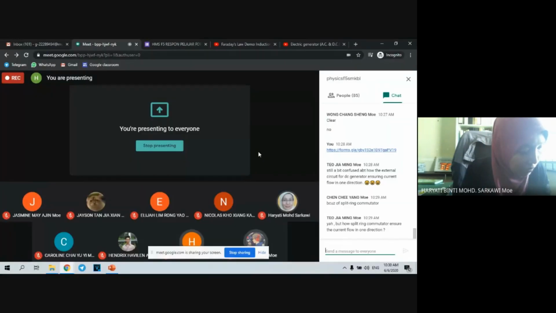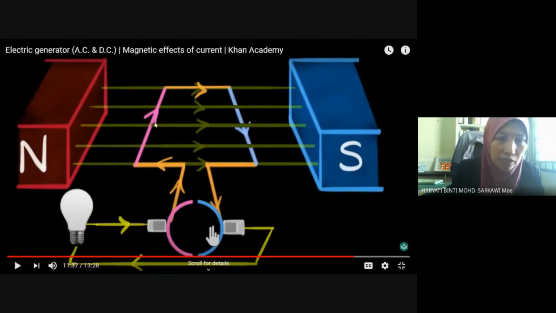How does the split ring commutator ensure current flows in one direction? Okay, I show you again the video. First, the coil must be rotating. Let's say the motion of the coil is in a clockwise direction like this. The one on the left side will always be moving up, and the one on the right side will always be moving downward. Then it can turn. If both were moving in one direction, they would go up or go down together. So here this one goes up, here goes down.